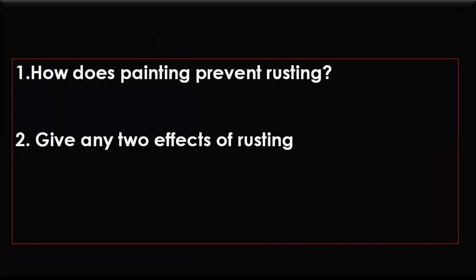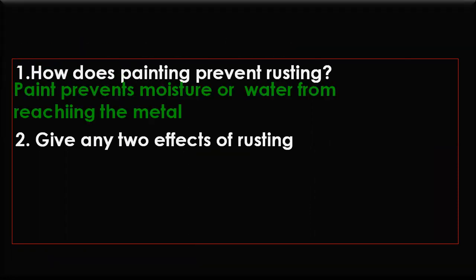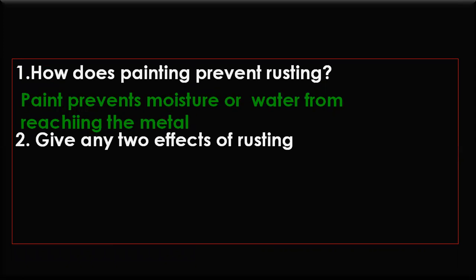We have some guiding questions here. Number one is how does painting prevent rusting? I want to emphasize on question interpretation here. In the question we said painting, but in the answer we say paint, because it is the paint that prevents, as you see there, paint prevents moisture or water from reaching the metal. How does painting prevent rusting? Paint prevents moisture or water from reaching the metal.